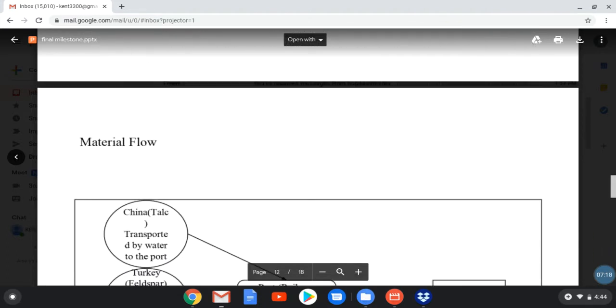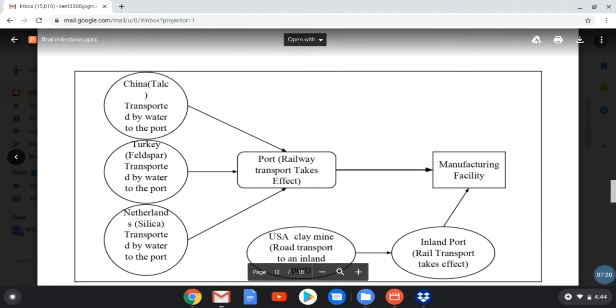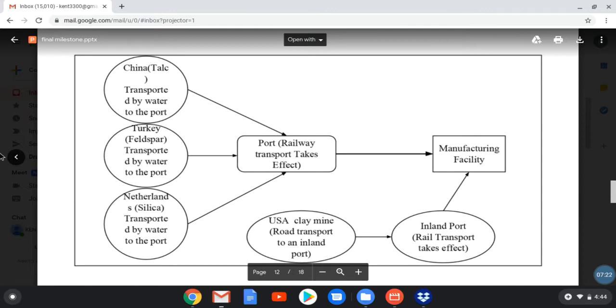Material flow. In this chart here, you can see the flow of our product. It kind of breaks it down.